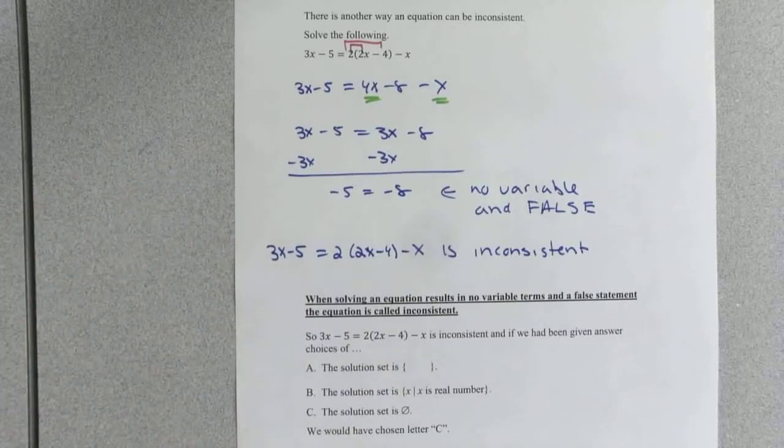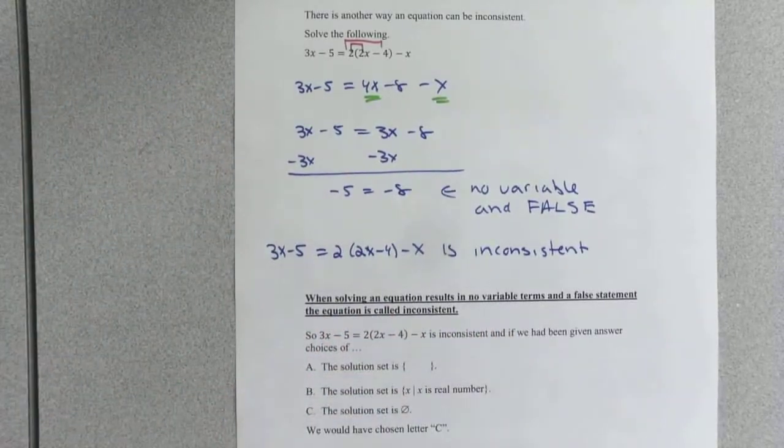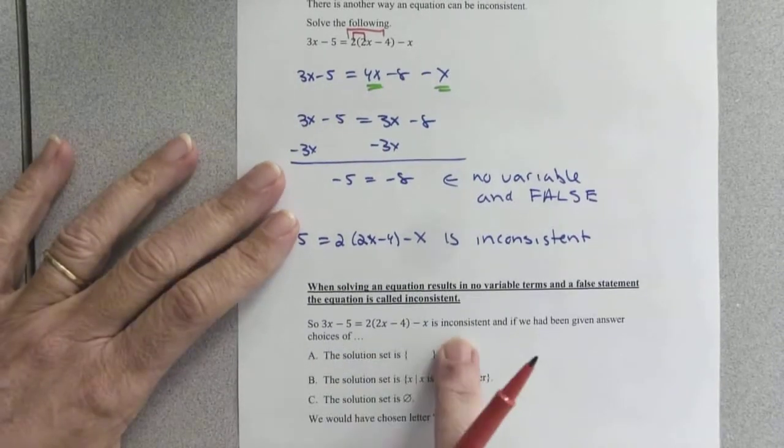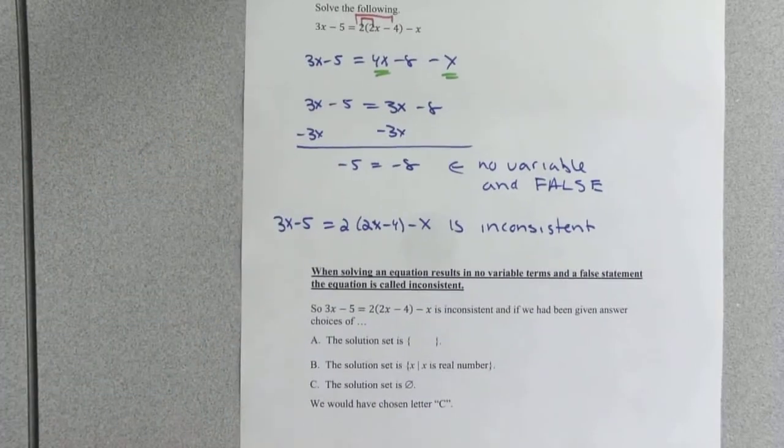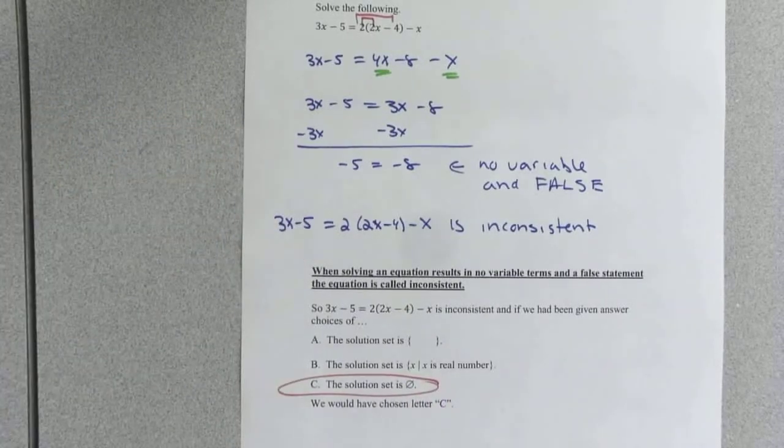So when solving an equation results in no variable terms and a false statement, the equation is called inconsistent. But it really is sort of the same idea. You didn't get an answer. If you don't get an answer, it's inconsistent. So this guy is inconsistent, and if we had had these choices here, you didn't get an answer, we would have picked C.